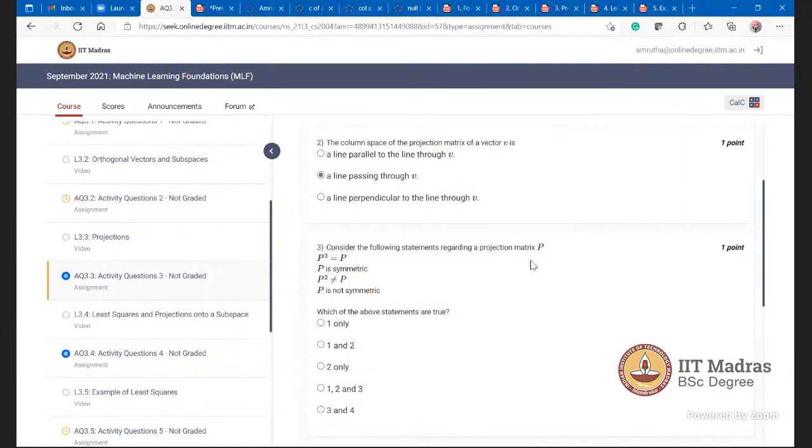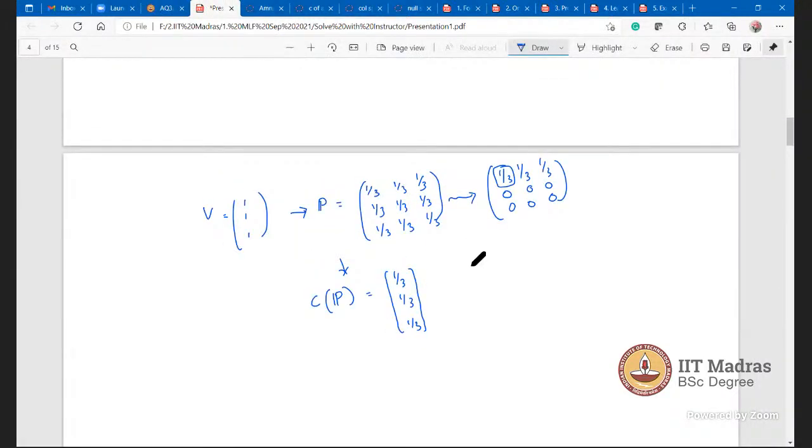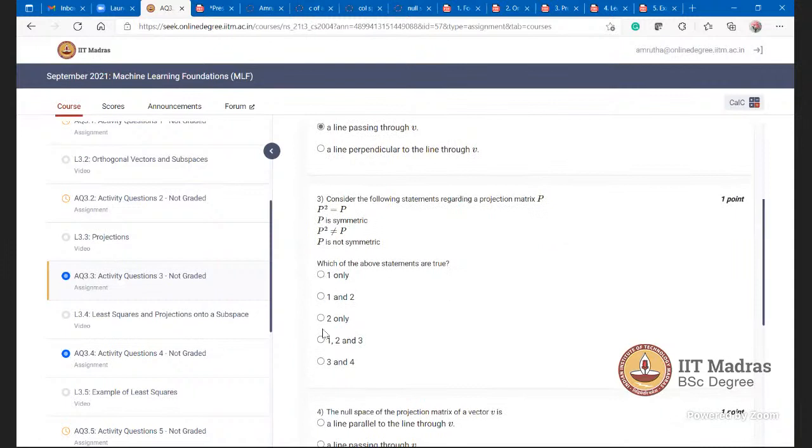Next, consider the following statements regarding a projection matrix P. We all know that the square of the projection matrix is equal to the projection matrix itself, and the matrix is symmetric. Just now we obtained the projection matrix, and it is a symmetric matrix. Even though we have various values for V, you will obtain a symmetric matrix, symmetric with respect to this diagonal. So options 1 and 2 are correct, and options 3 and 4 are false.